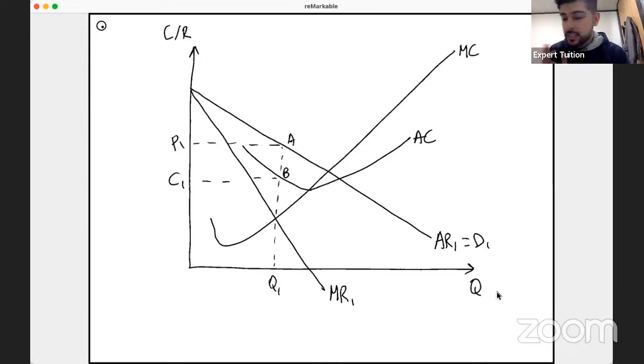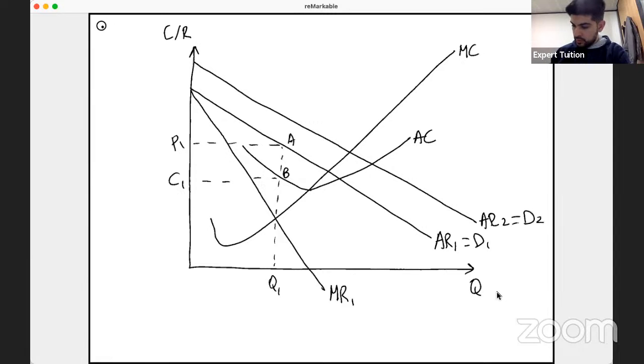Let's discuss what happens. We said AR and MR are going to shift outwards. The easiest way to do that is just pick a higher point on the y-axis and shift AR and MR parallel. So here we go. This could be AR2 equals D2. And this is MR2. Profit maximization, as always, occurs where MC equals MR.